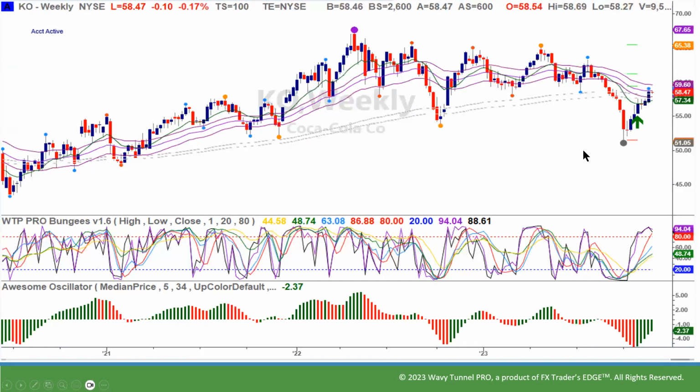Here's another one, Coca-Cola. This is the first time we got the signal with the gray dot. So we get an early alert with the ready. As soon as the gray dot appears, 1 day later, we get alerted, and then the signal is when price closes over the 12 EMA.